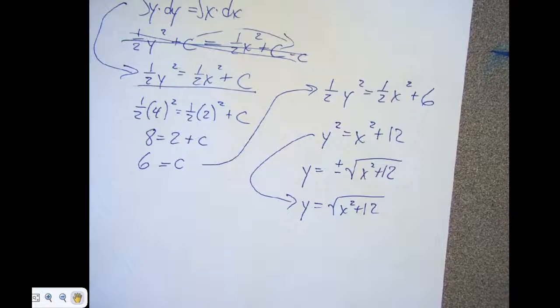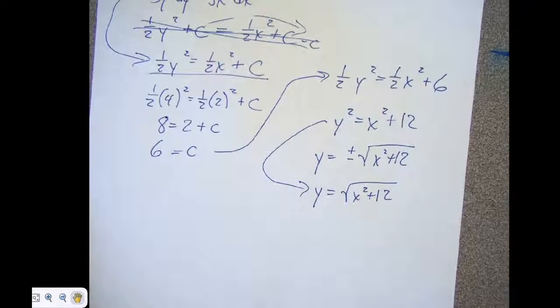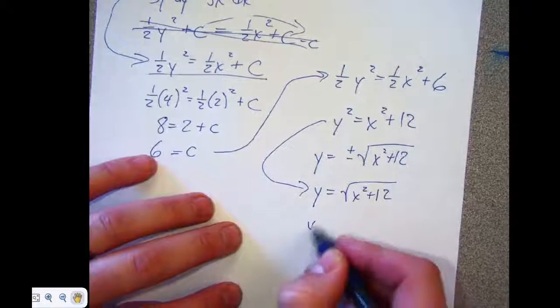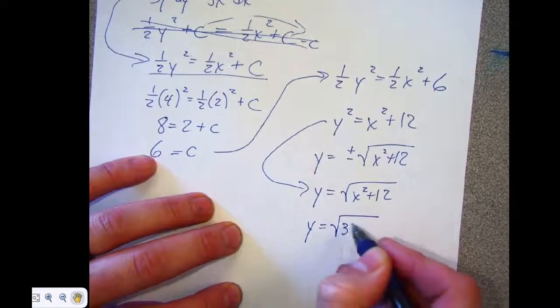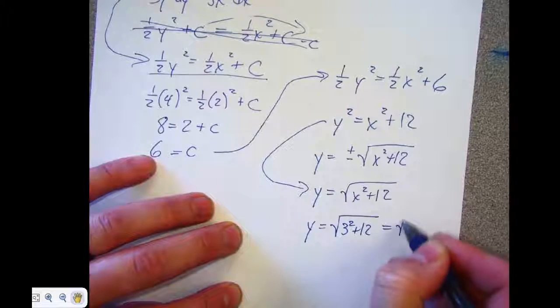And I'm still not done. Now we have to plug in 3. Well, what do I do now? Plug in 3, so that's the square root of 21.